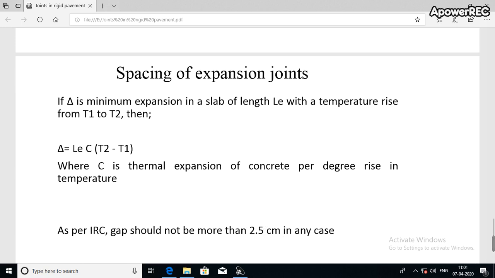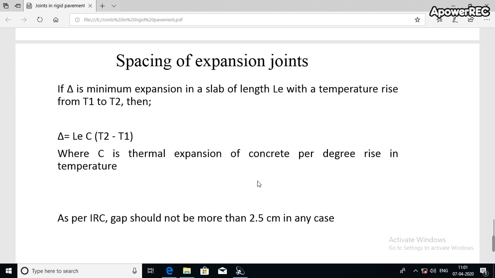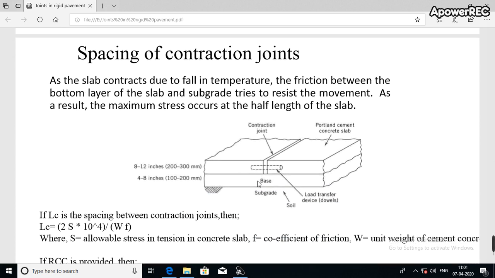Obviously, there is another factor in this equation, that is the capital C. It is the thermal expansion of concrete per degree rise in temperature. Next up is the spacing in construction joint. Now, the slab contracts due to falling temperature, you can easily understand that.